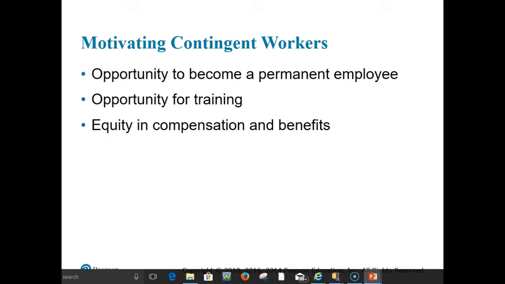So, what will motivate involuntarily temporary employees? An obvious answer is the opportunity to become a permanent employee. So in cases in which permanent employees are selected from a pool of temps, the temps will often work hard in hopes of becoming permanent. Now, a less obvious answer is the opportunity for training. The ability of a temporary employee to find a new job is largely dependent on his or her skills.